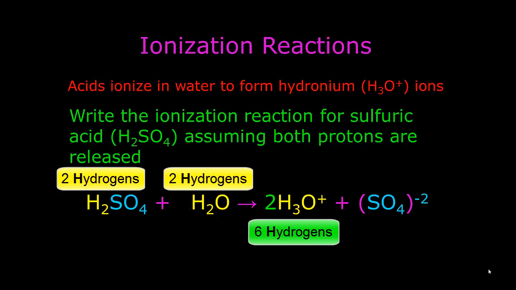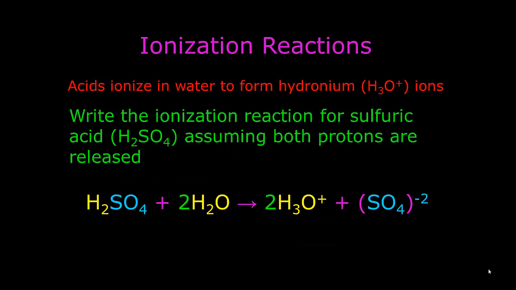Now our SO4s are balanced, so I'm not going to put 2 in front of the H2SO4 because that will unbalance our SO4. I'll put 2 in front of the H2O, and that gives us 4 hydrogens here and 2 hydrogens over on the SO4, and 4 plus 2 is 6, so we are now balanced.